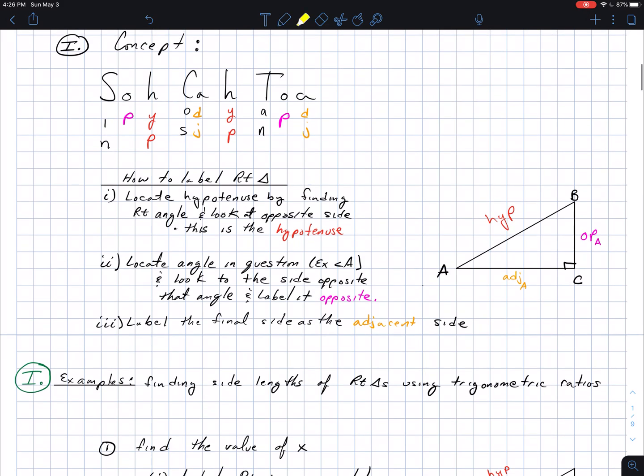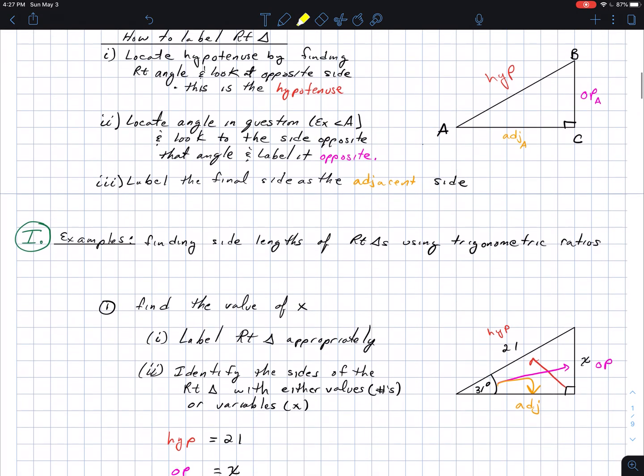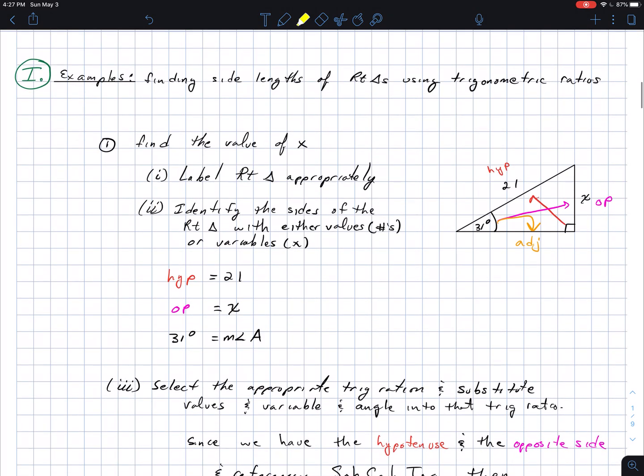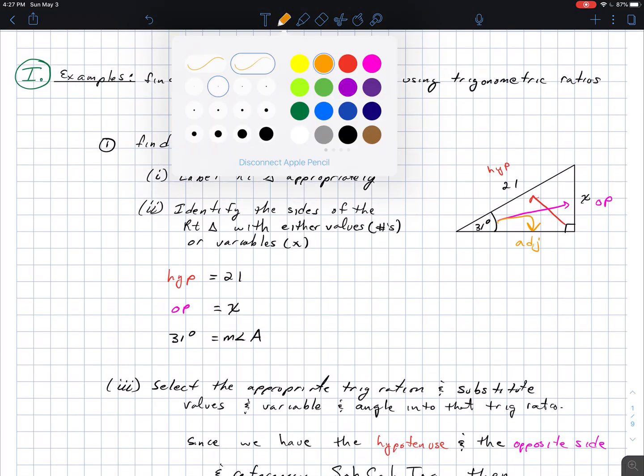So, real quick to review on how to label the triangle. Label the hypotenuse first, then the opposite, then the adjacent. If you do it in that manner, you can hardly ever make a mistake, and that's what you want to avoid, making these tiny little mistakes. So now, let's look at our objectives and do some base examples. Okay?